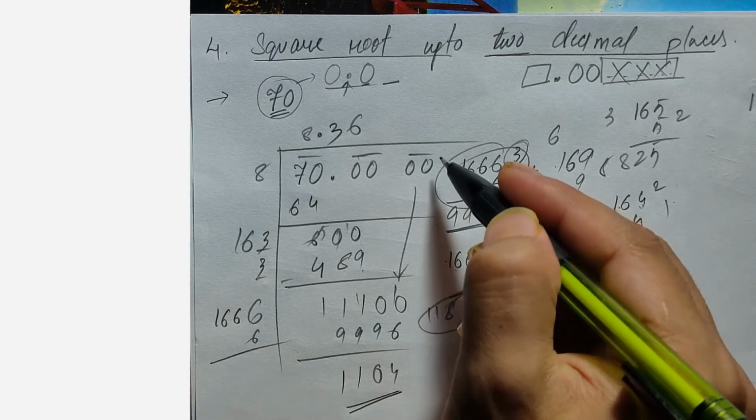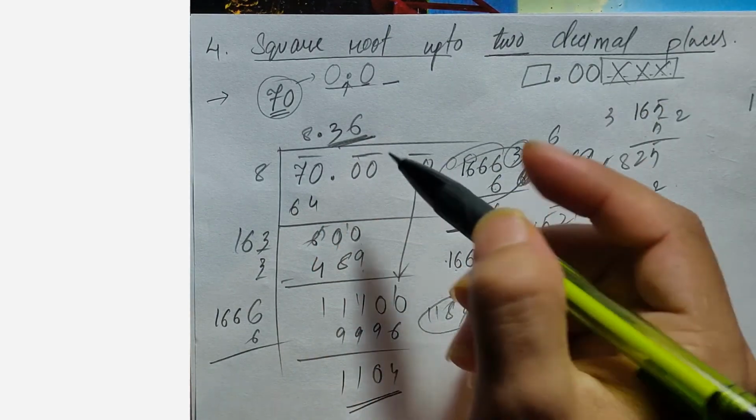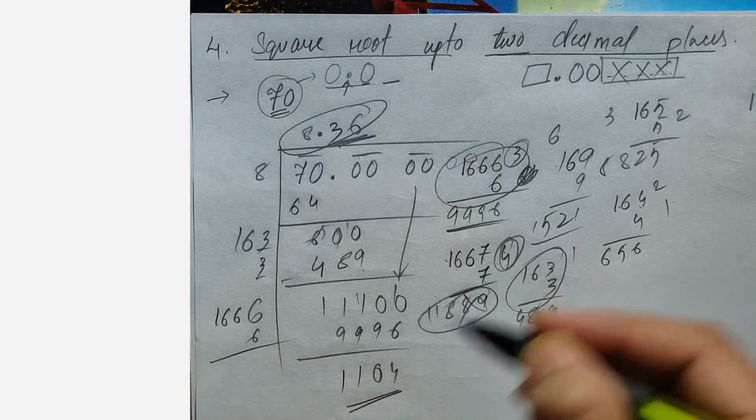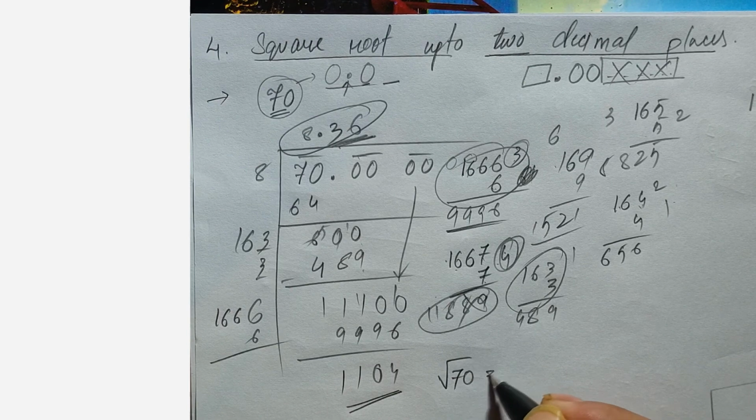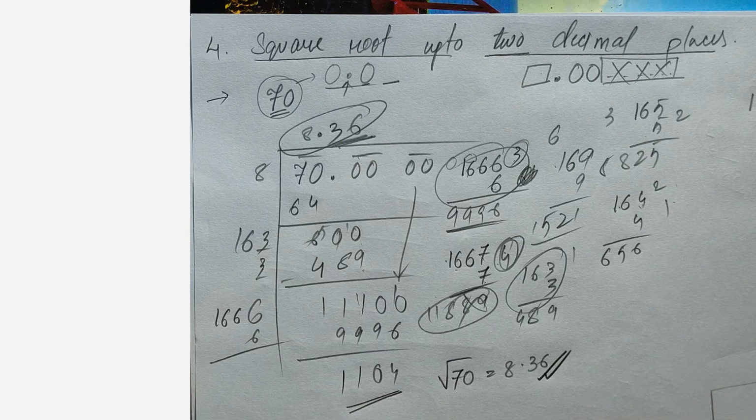Now again, you can follow up, but since we have found up to two decimal places, we don't need to find more. So we have the square root of 70 approximately equal to 8.36. I hope you have understood this problem.